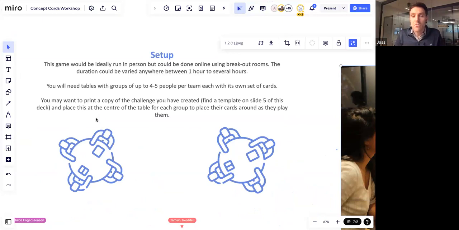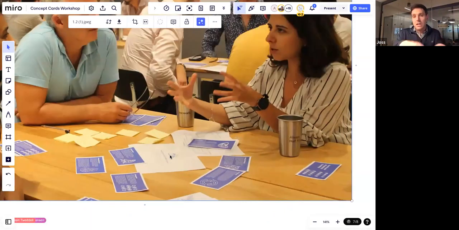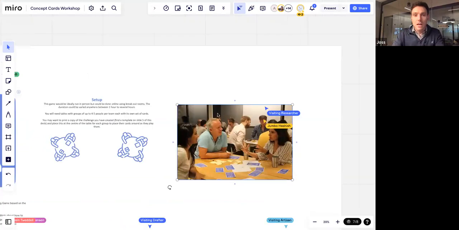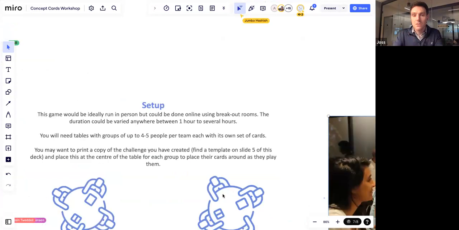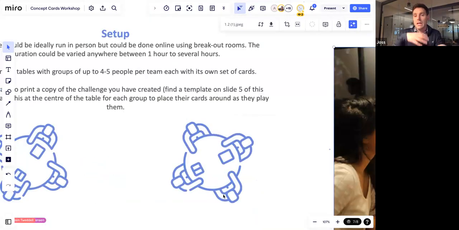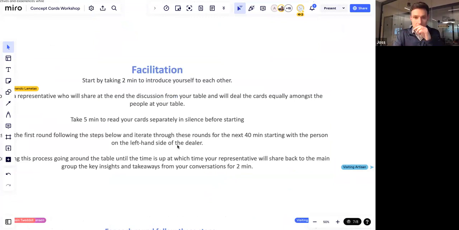So we're going to look at that now. The game is played around a challenge. You can see here in the center of the table, like we'll have today, is a challenge for each group. So we did one around introducing circular economy into London. That was the challenge in the center there. And you need to give each group a challenge, as we'll see. So each table gets 4 to 5 people. It gets a deck of cards per table, and it gets a challenge in the center there. And then you've done your setup, and this is the facilitation.